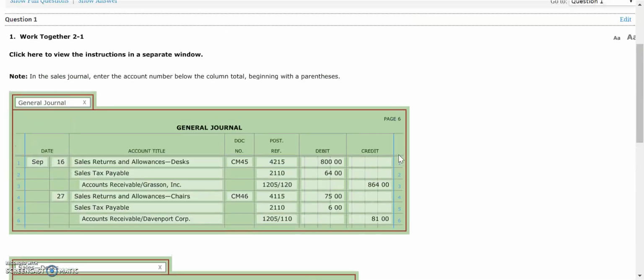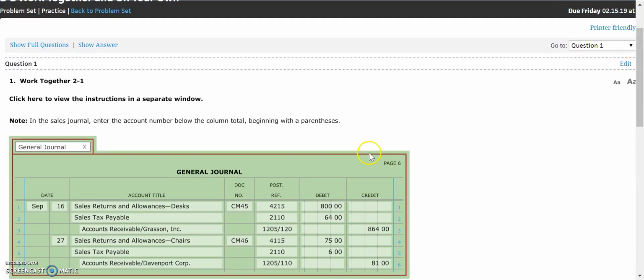You can head over and complete your 2-1 on your own, and then don't forget to do your terms and questions.